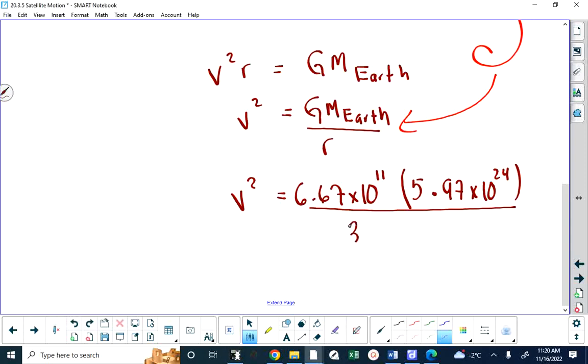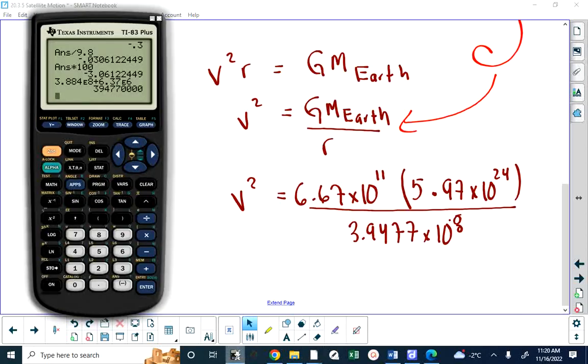3.9477 times 10 to the 8. And we're not squaring that. There's no r squared here. We canceled one of those r's. So we have to calculate that and take the square root, and we'll get the orbital speed of the moon. We'll get how fast the moon is traveling in meters per second.